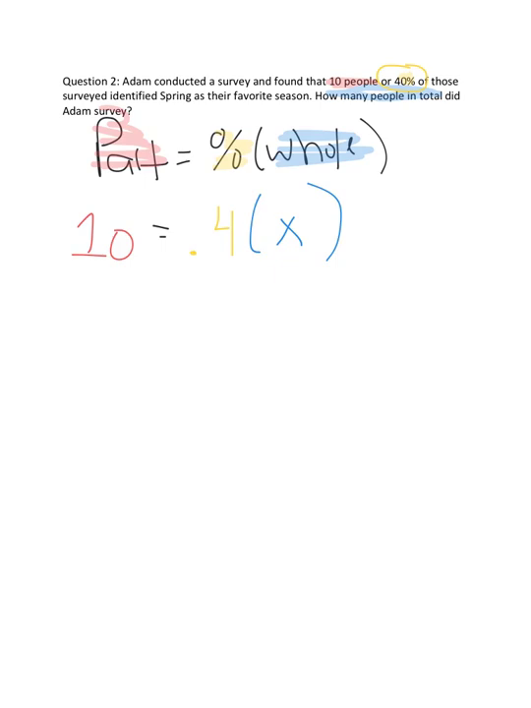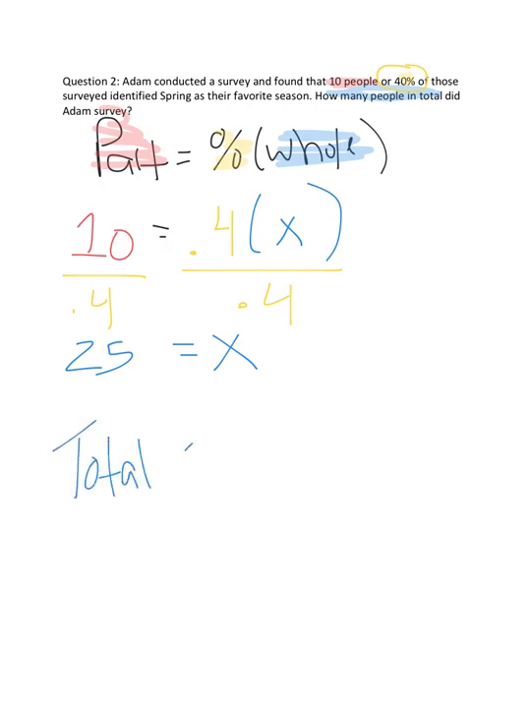We're going to solve now for x. I'm going to divide each side of my equation by 0.4. And when we divide each side of our equation by 0.4, we end up with x on the right side equals 25. That tells us there was a total of 25 people surveyed.